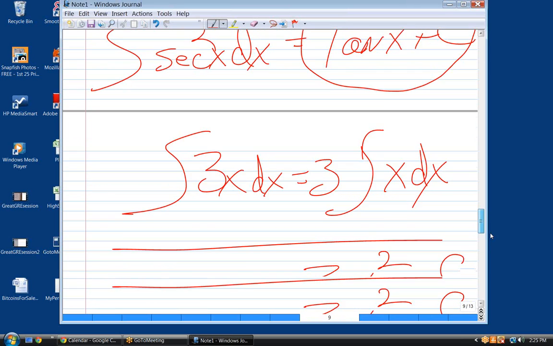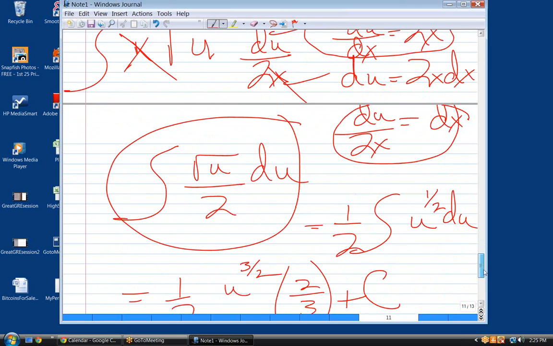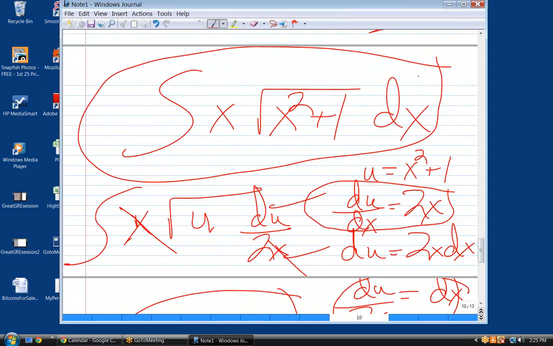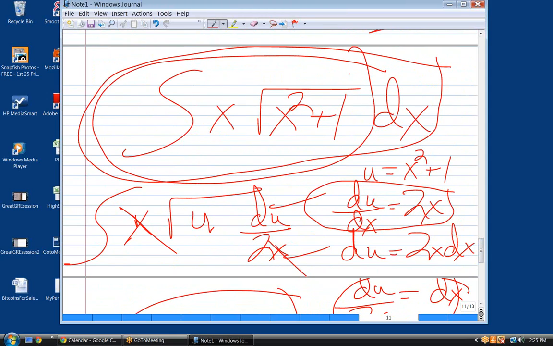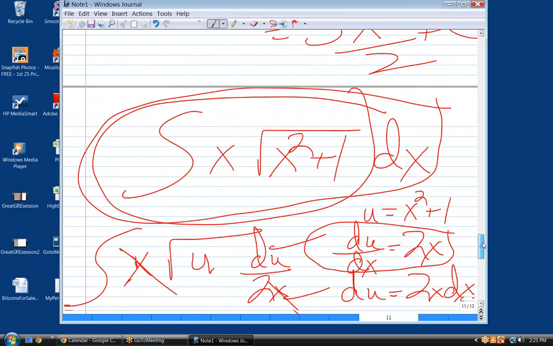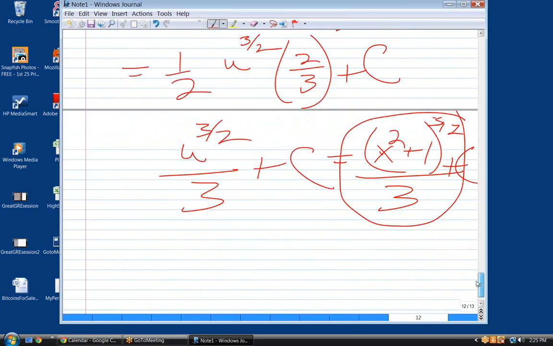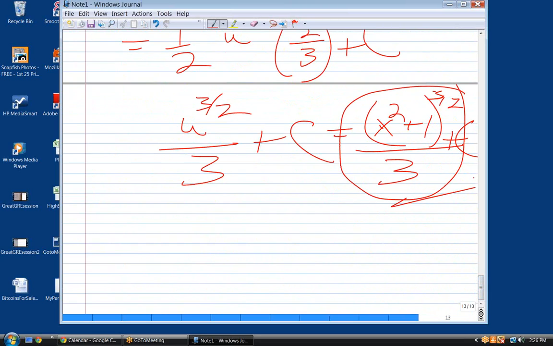In other words, an integral that I didn't know how to do, this one right here, I was able to do by using this technique called substitution. This is the answer here. Now, basically just u substitution. Yes, that's exactly what it's called, u substitution.